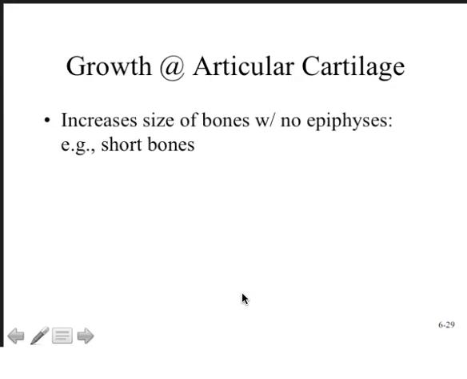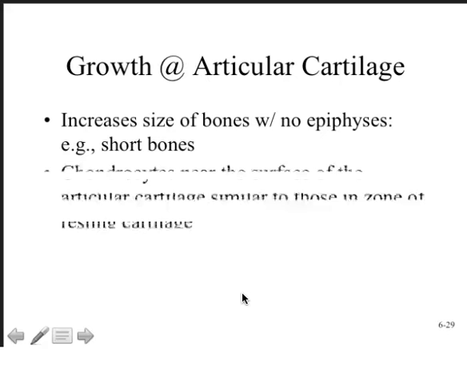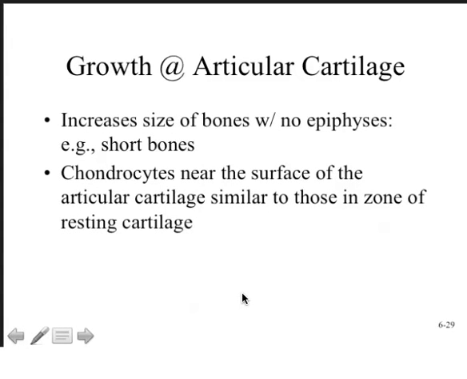Okay, now considering articular cartilage, this is the cartilage that's at the ends of the bones in the epiphyses, and this is what pads and protects the joint. We sometimes see an increase in the size of bones that do not have epiphyses, such as short bones, because they're capable of appositional growth, but chondrocytes near the surface of articular cartilage are similar to those in the zone of resting cartilage, meaning that the cells are still alive. The chondrocytes are still embedded in the matrix, but the matrix itself isn't actively thickening.